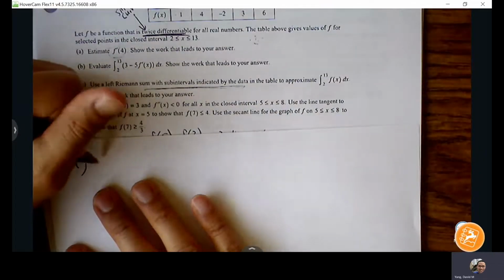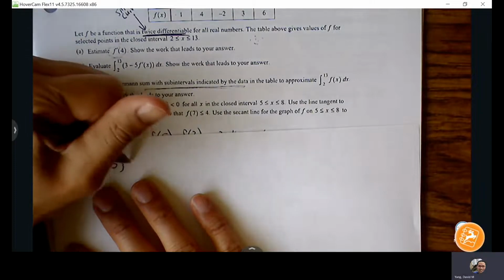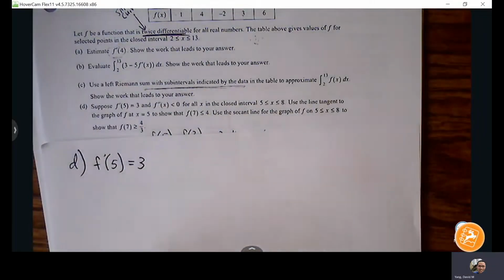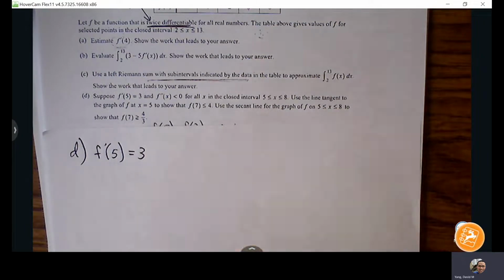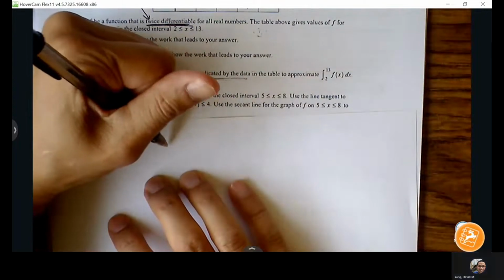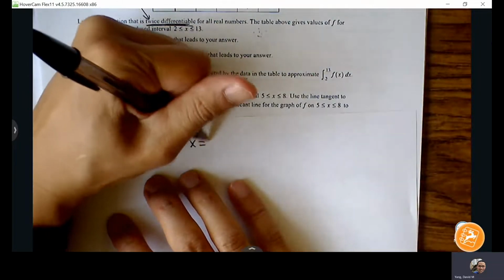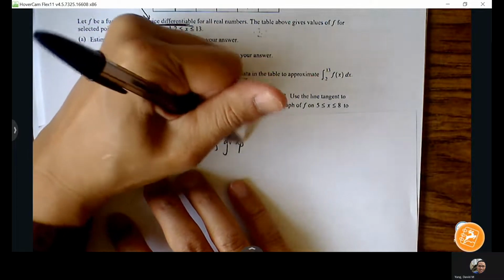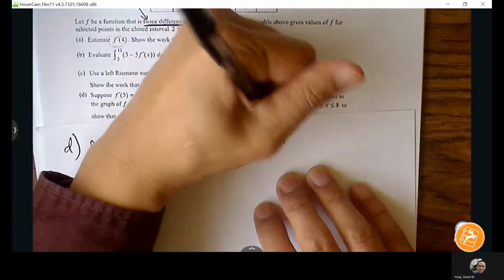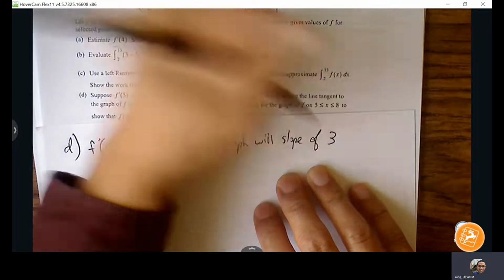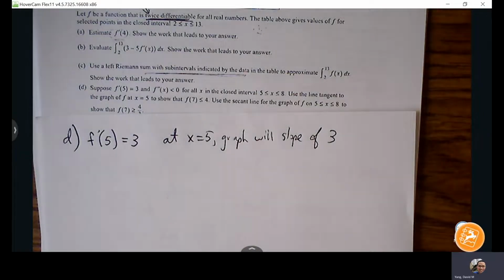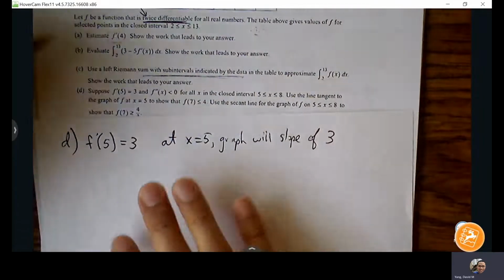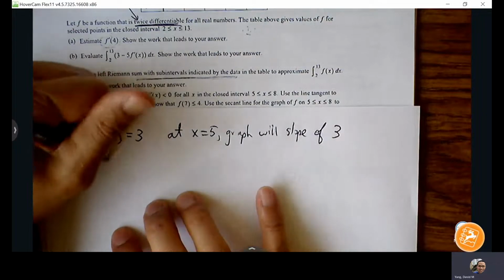Okay. Let's just verbalize what this means. What does f prime of 5 equals 3 mean graphically, visually? Good. So that means on the graph, at x equals 5, the graph will have a slope of 3. So we know the graph is going to be rising with a slope of 3. Whatever the graph looks like, it's going to be rising at that point, with a steepness of 3.